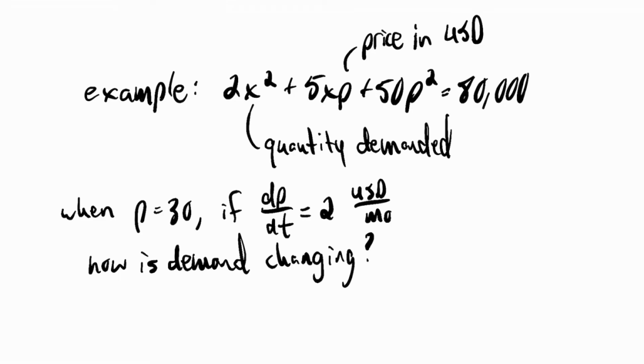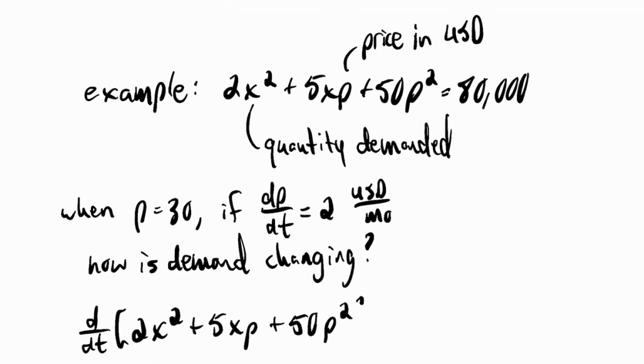Okay. Now, of course, if the price goes up, you would expect demand to go down. Well, okay, sure, but how much? It goes down by how much? So I'm going to need to apply the time derivative to this equation. So d dt of 2x squared plus 5xp plus 50p squared equals d dt of 80,000.